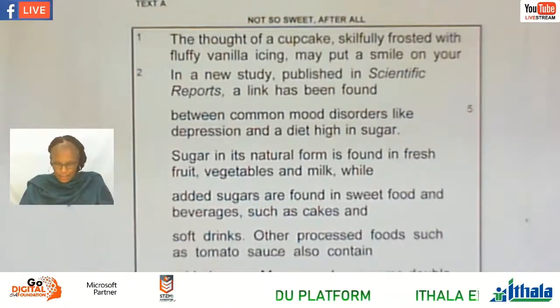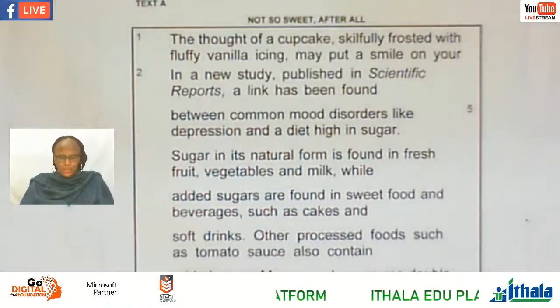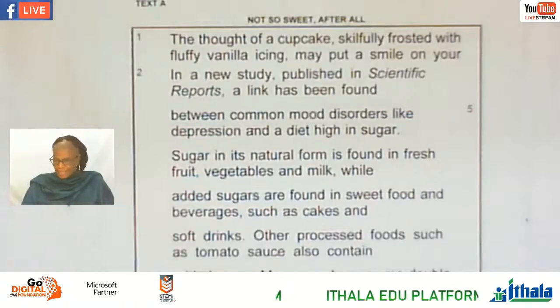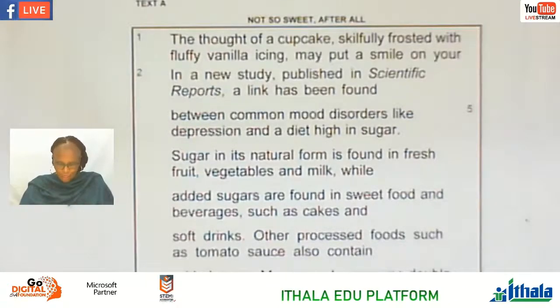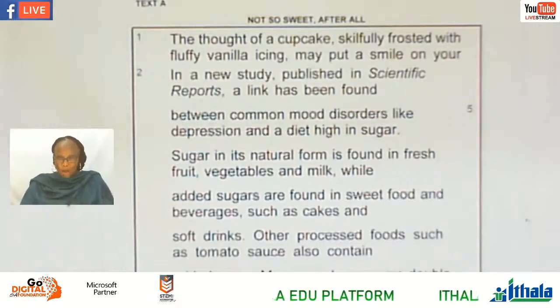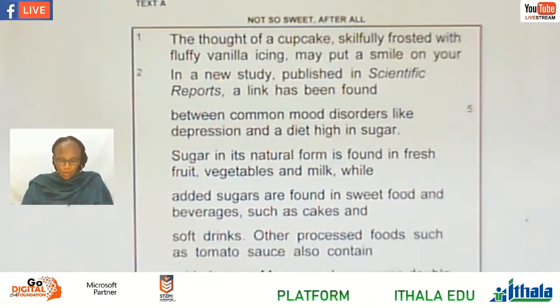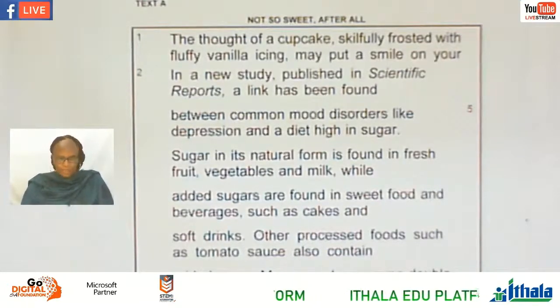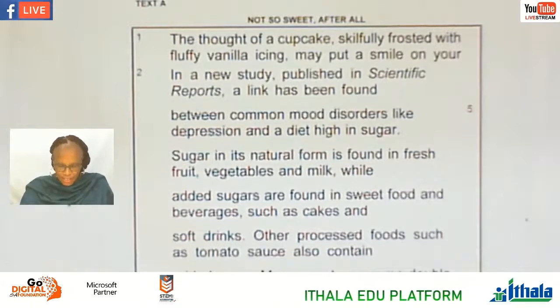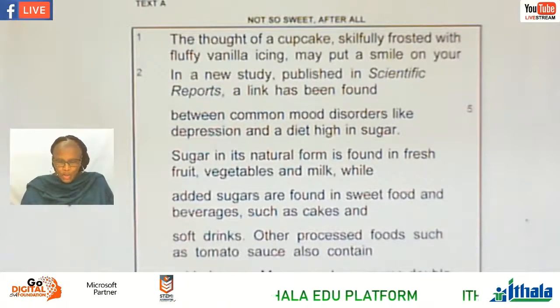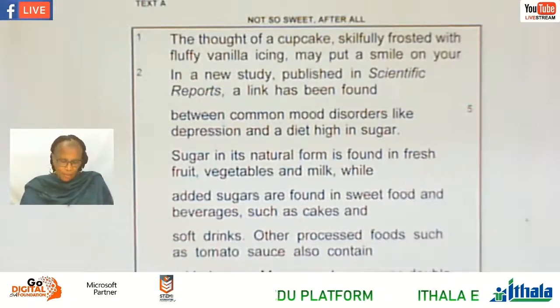I-comprehension yethu ke yanamhlanje ngizozama ukuthi ngiyifunde nje yonke, but I'm not gonna skim and scan. Ngizoyifunda nje, and I hope nawe uzobe ulalele or uzobe uyibona. Okay, ithi ke comprehension yethu, not so sweet after all.